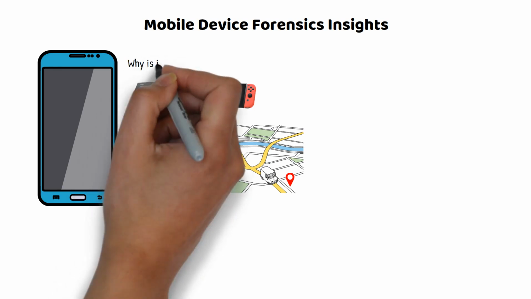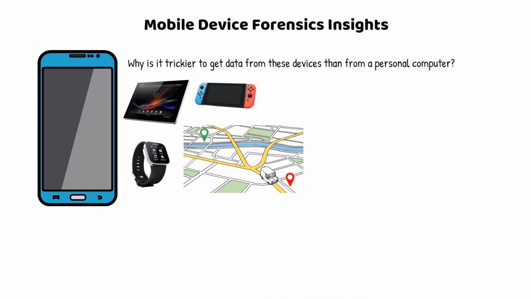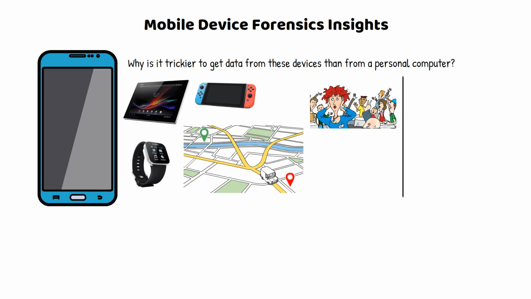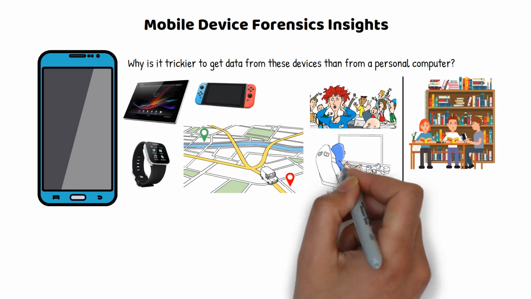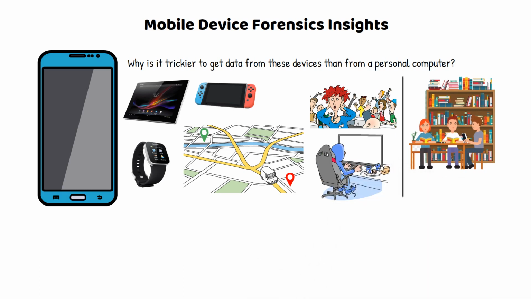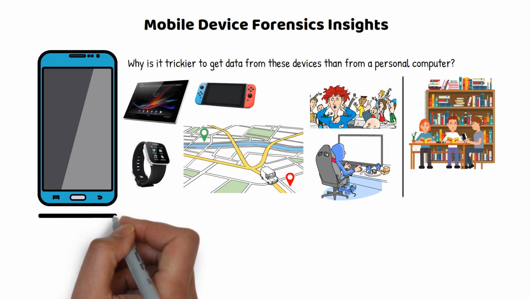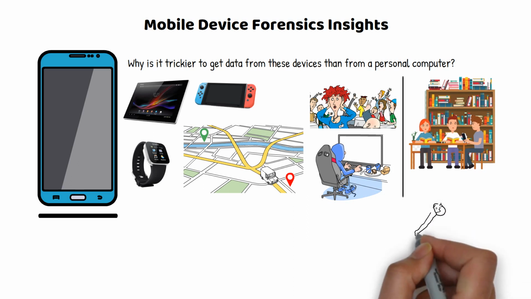Now, onto the juicy part. Why is it trickier to get data from these devices than from a personal computer? Imagine trying to have a conversation in a noisy room versus a quiet library. PCs are like the library, organized, spacious, and relatively straightforward. Mobile devices, however, are the noisy room. They have their own unique operating systems, constantly changing app ecosystems, and varied ways of storing data. It's like trying to understand someone whispering in pig Latin while doing backflips.